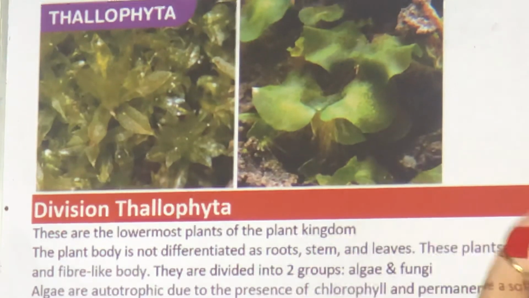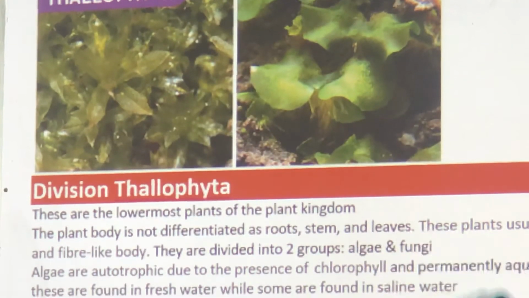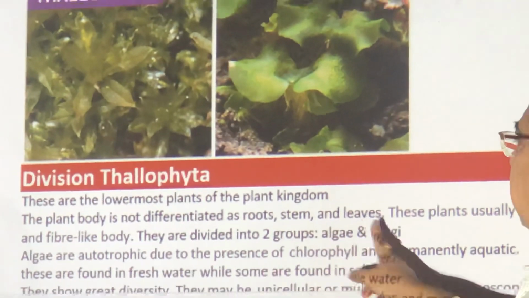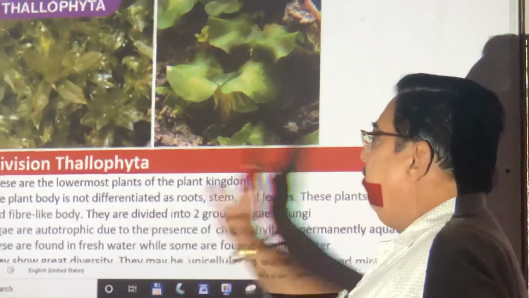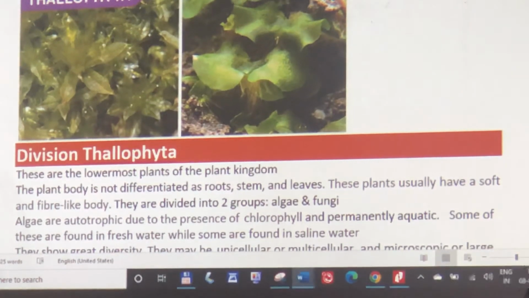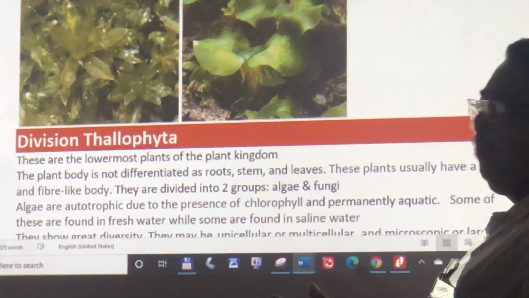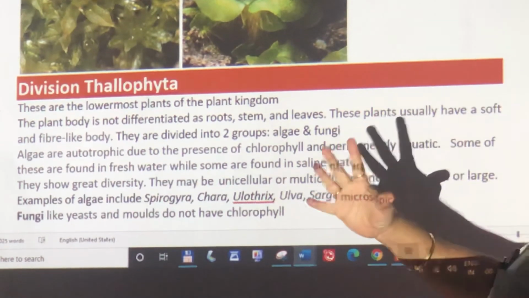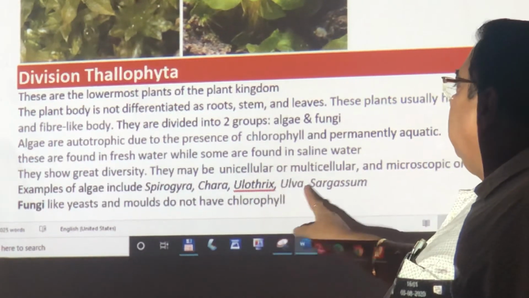Lowermost plant kingdom. The plant kingdom starts here. No proper root, stem and leaves. Only the body is seen, a soft fiber-like body. Two groups, algae and fungi. Algae have chlorophyll and prepare their own food. They are found in the sea and rivers also. They show great diversity in their color, shapes, etc. They may be unicellular or multicellular, microscopic or large. Large means very big. Examples: Spirogyra, Chara, Ulothrix, Ulva, Sargassum.